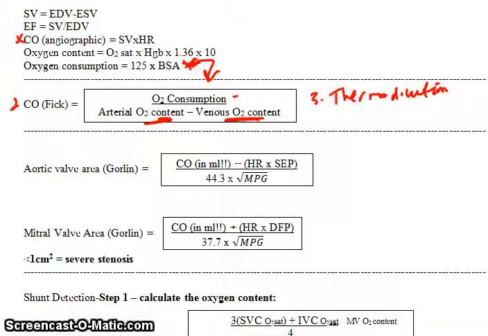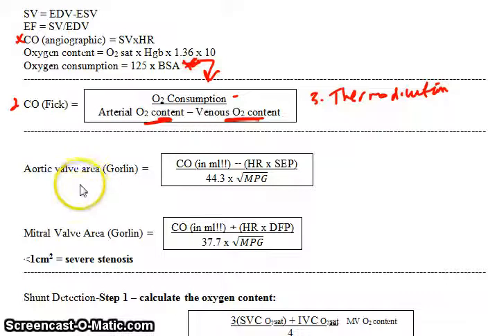Aortic valve area, the Gorlin method. Again, these normal values are listed above, and the formula is the cardiac output in milliliters divided by the heart rate times the SEP. The SEP is the systolic ejection period, basically the amount of time that the aorta is open during one cardiac cycle. And that is over the 44.3, which is the constant, times the square root of the mean pressure gradient.